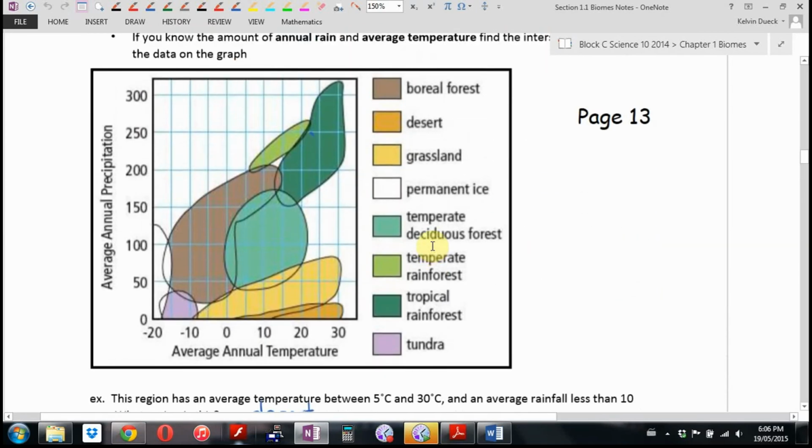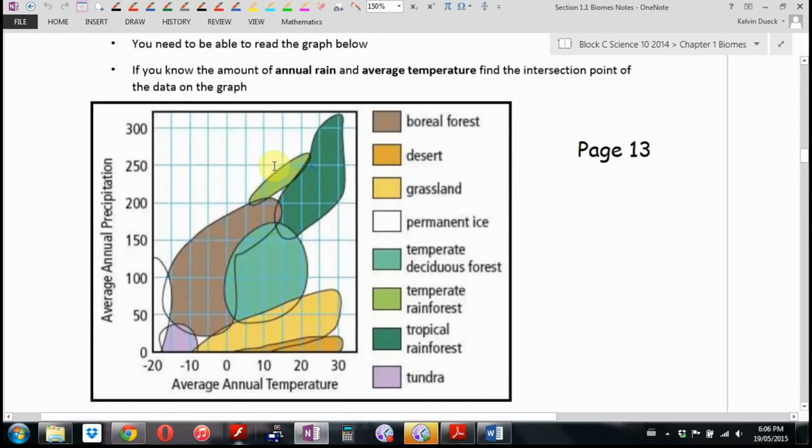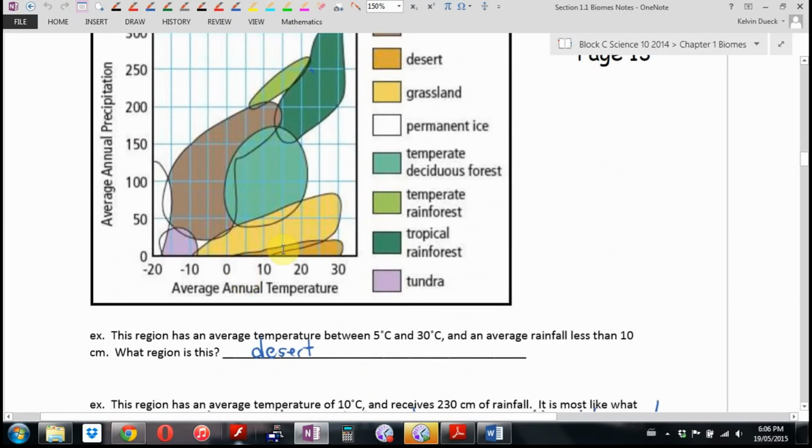We looked at the different biomes, and I'm going to give you a sheet today to color. That's going to be part of your homework. We said that based on a graph like this on the table, you can figure out what biome we're talking about if I tell you the annual average temperature and the annual average precipitation. If you find where they cross, you can figure out what biome you're most likely a part of.